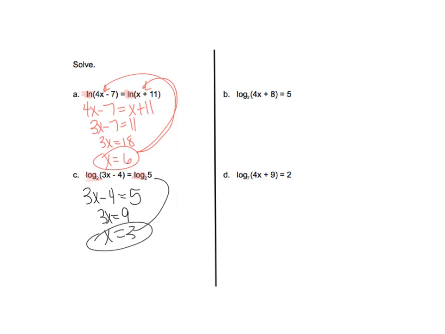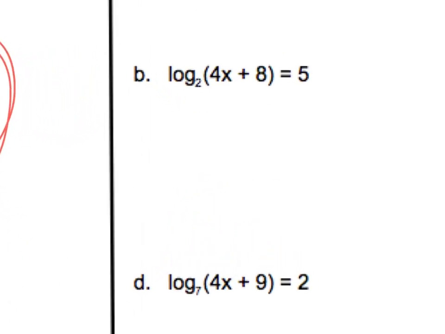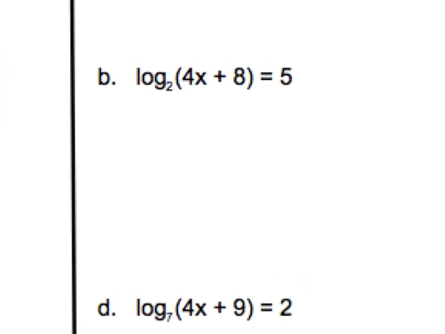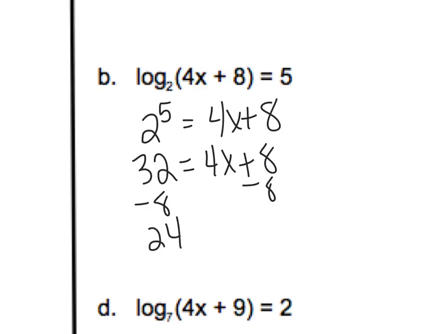On the right-hand side, notice again, it's a little bit different. You do not have a log or a natural log on both sides of the equation. If that is the case, then you need to change it from log form to exponent form. So on letter B here, we have log base 2 of 4x plus 8 equals 5. Okay, if we change that, we have our base is 2 to the 5th power equals 4x plus 8. 2 to the 5th power is 32 equals 4x plus 8. If I subtract 8 from both sides, I get 24 equals 4x, and x equals 6.